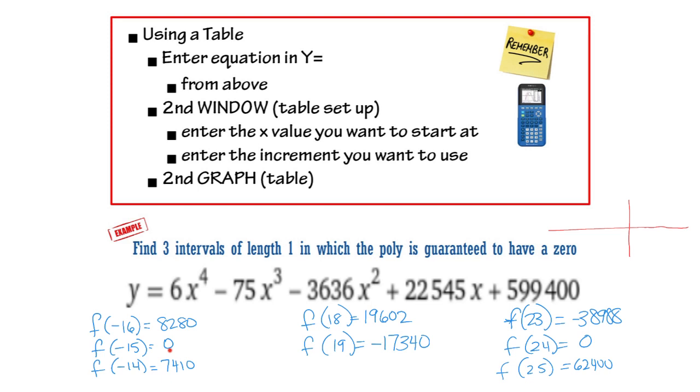Now, that was a better scenario than I thought, because I'm just looking for where it switches from positive to negative. It actually equaled 0. So I actually found one of the zeros right there. It is exactly going to happen at this -15. So when I'm trying to find where they fall, I know exactly where one of them is. It's at -15. So I have one of the zeros here.